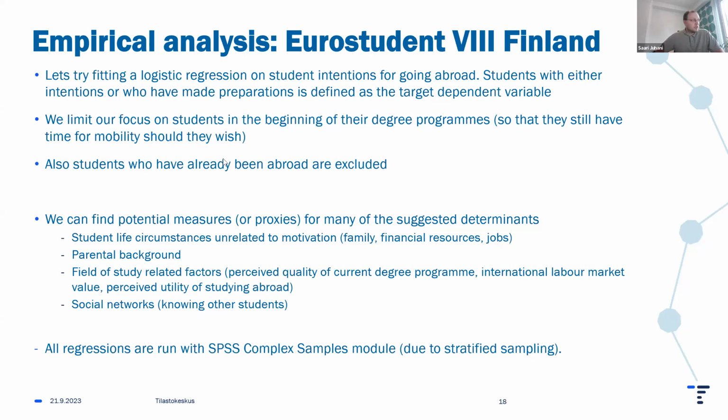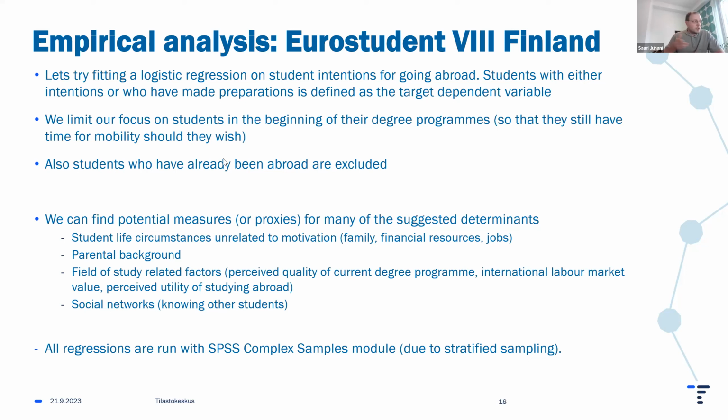And then we have a number of other interesting factors that are associated with one's field of study. We have the measure of the perceived quality of the current degree program, here testing the hypothesis that perhaps students who are less satisfied with their current degree program might be more inclined to go abroad. Then we have the perception of the international labor market quality of one's degree, as well as the perceived utility of studying abroad. This is one of the measures from the obstacles to international mobility in the questionnaire.